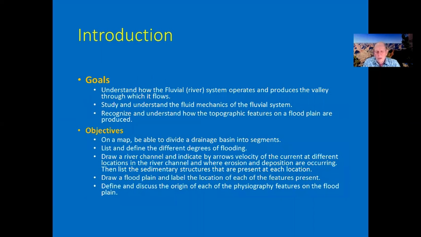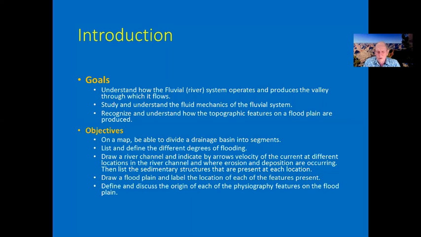Our goals when it comes to the hydrologic system are, one, to understand how the system operates to produce the valleys and the topography which we see. Second, to study and understand the fluid mechanics of the fluvial system. Third, to recognize and understand the topographic features that are associated with the river system and with the floodplain associated with the river system.